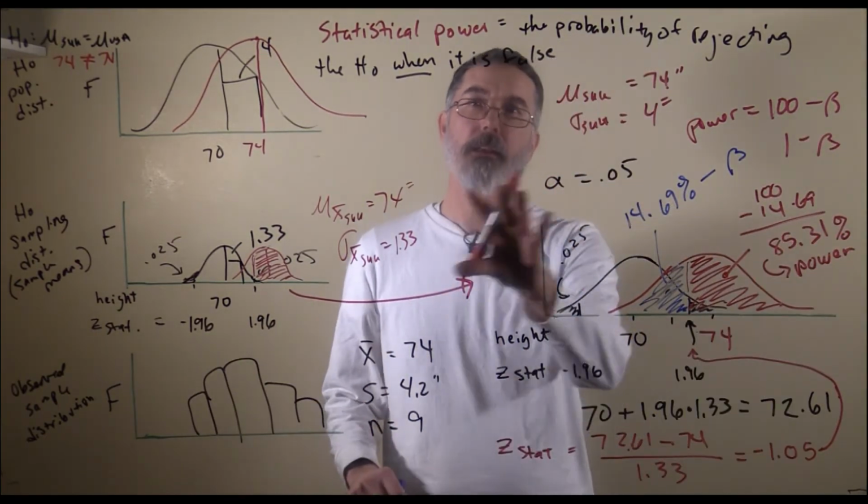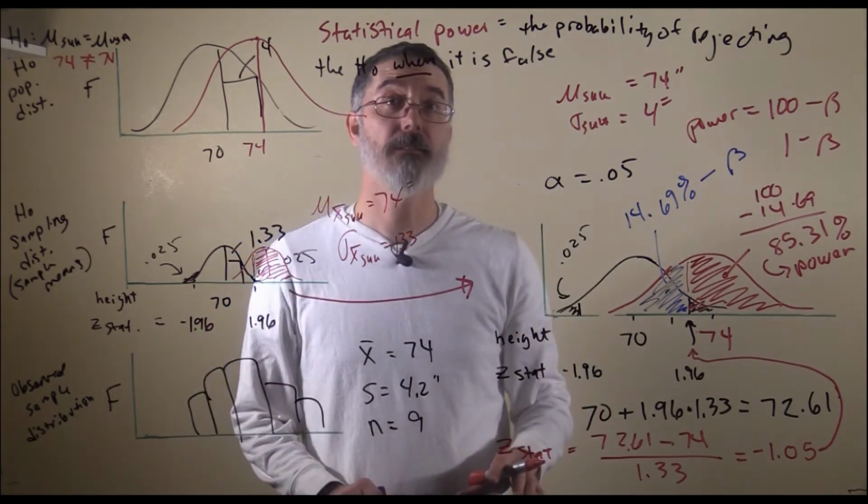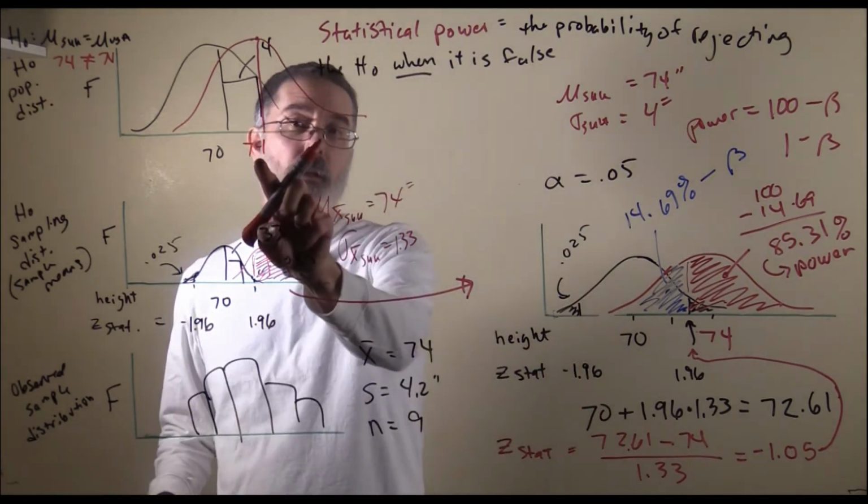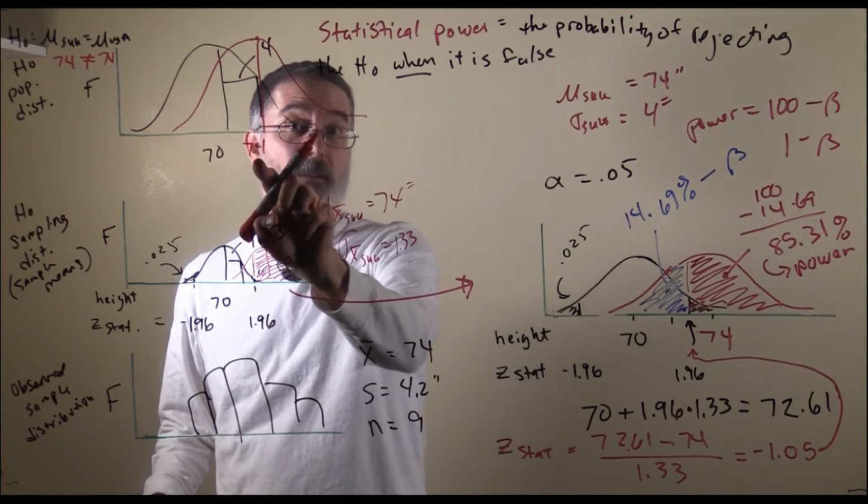In practice, calculating statistical power is really challenging because to calculate power, you have to know the real population parameters that you're interested in.